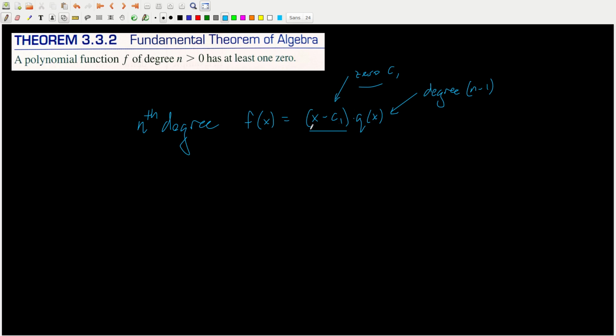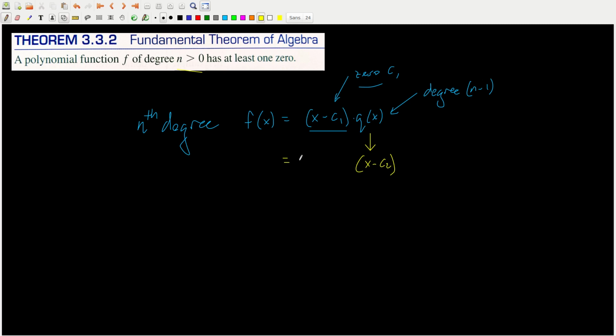And so I've pulled off this factor corresponding to the 0, and I've got some polynomial left. The remainder must be 0, precisely because C1 is a 0. All right? Well, that's good, but we can continue down this road because Q itself is a polynomial, and it's got a degree bigger than 0, and that means Q has a factor. So let's call it C2.